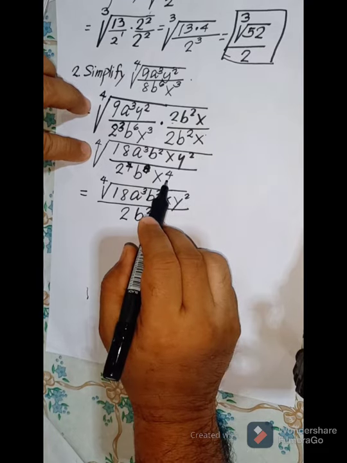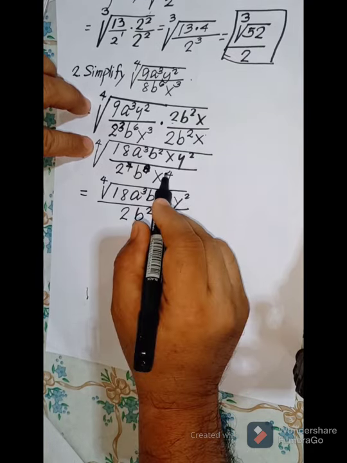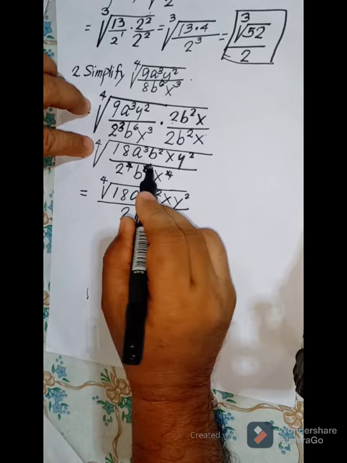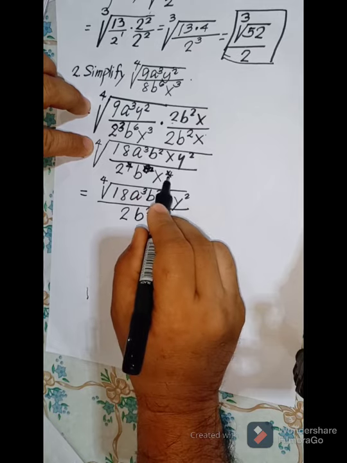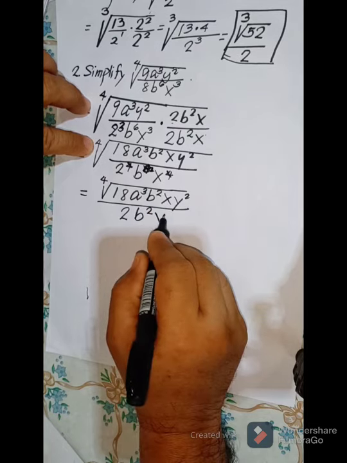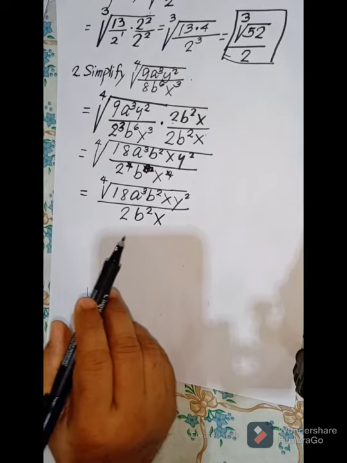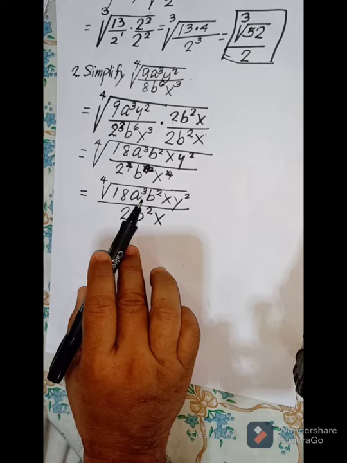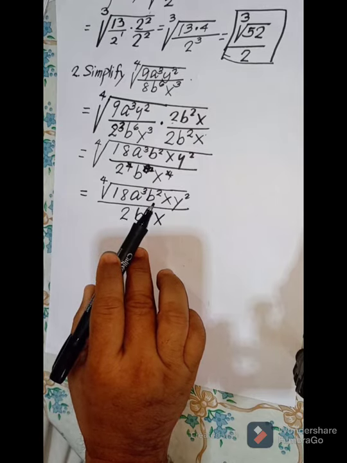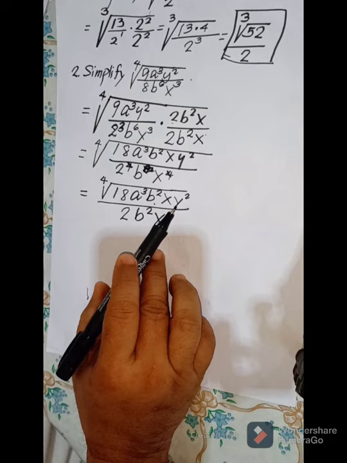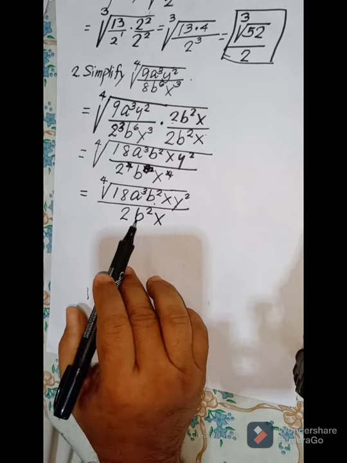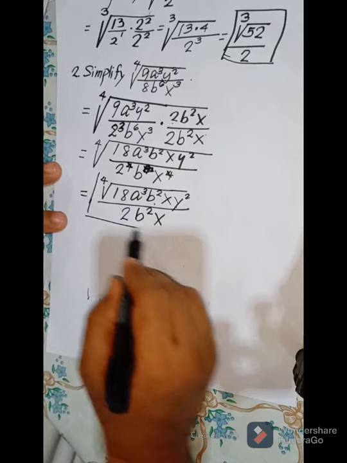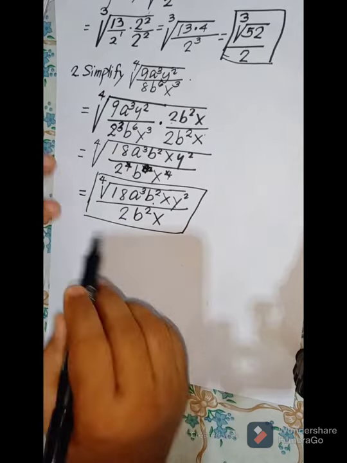x to the 4th power, exponent 4 is equal to the index. So cancel this one. 4 divided by 4, 1. So we have x. So our simplified form is the 4th root of 18a cubed b squared x y squared over 2b squared x. So this is the simplified form.